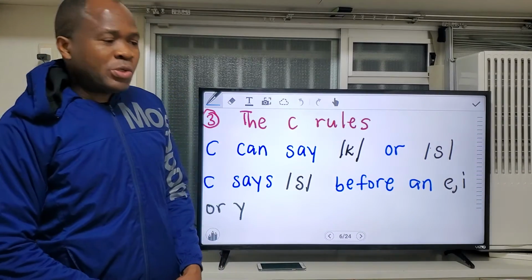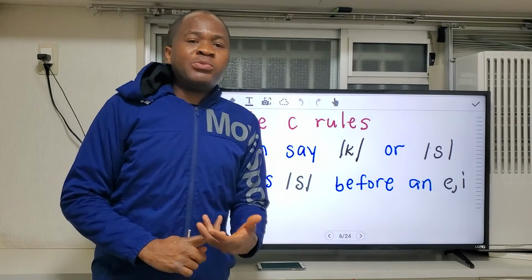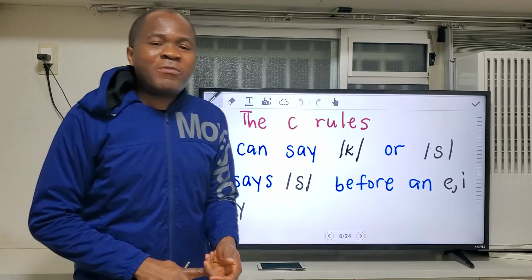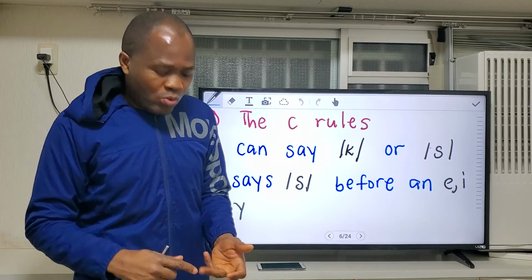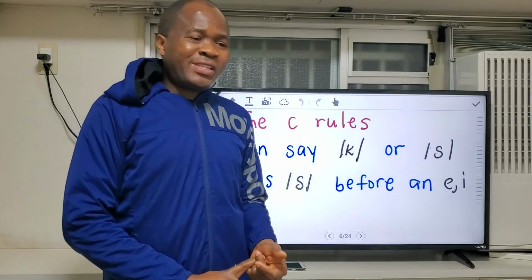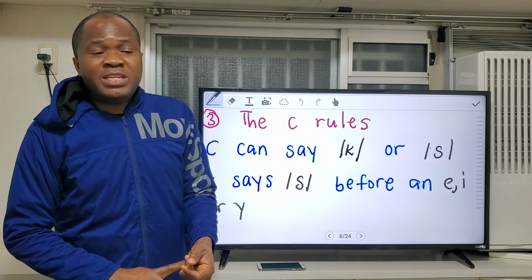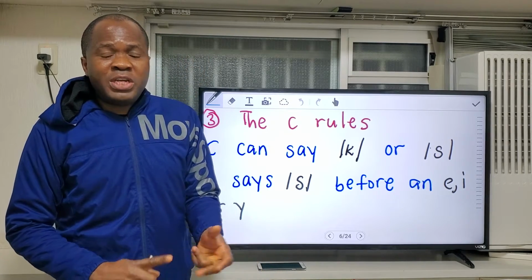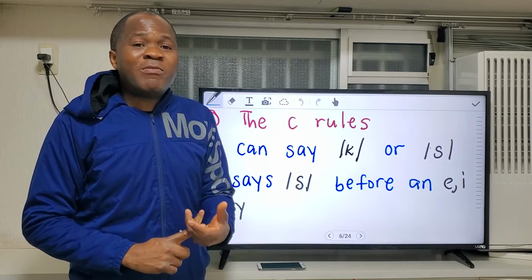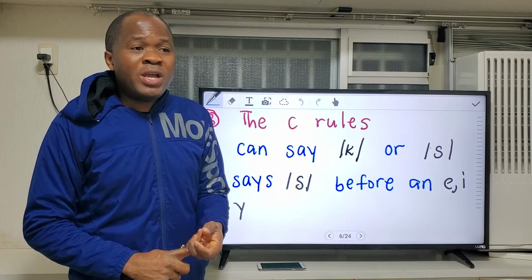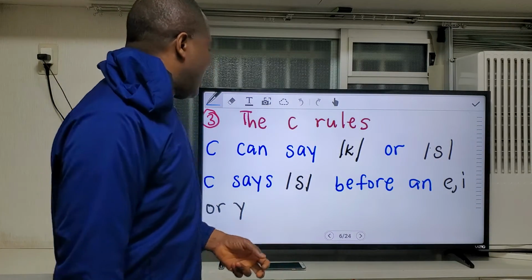So far, so good. We have done almost three. The first spelling rule, we said that every English word should contain at least a vowel. And the second rule, we said that every syllable in an English word should have one vowel. Now let's look at the third rule.